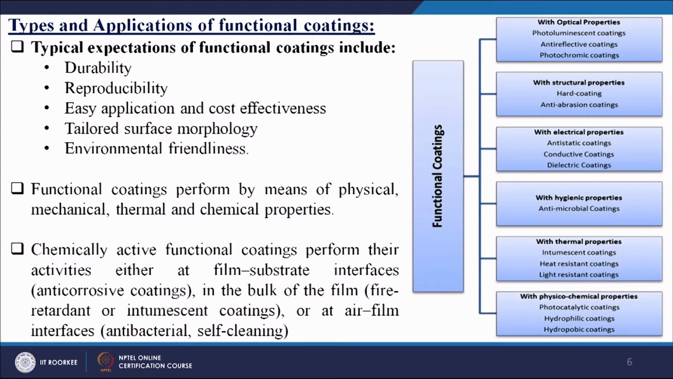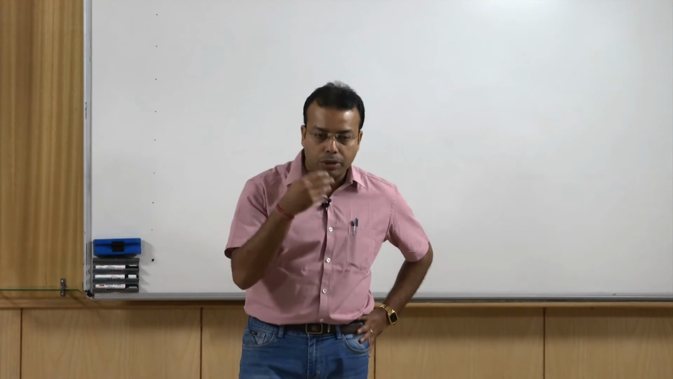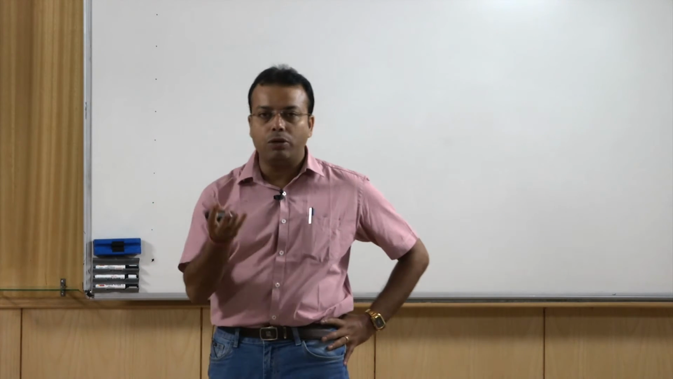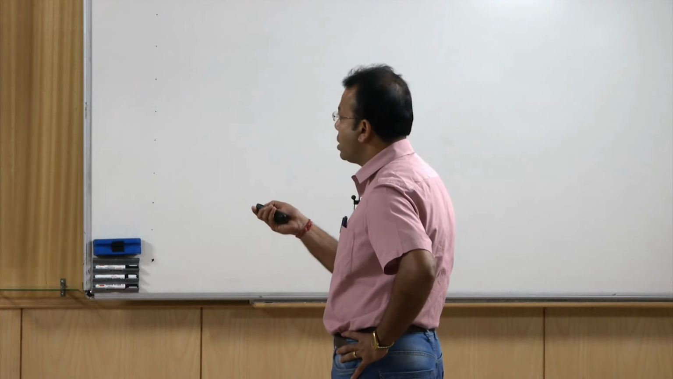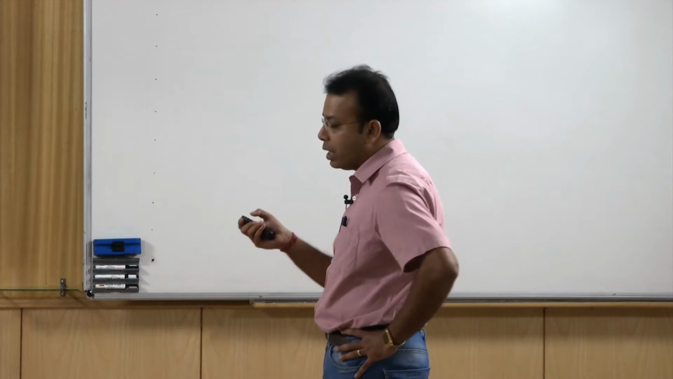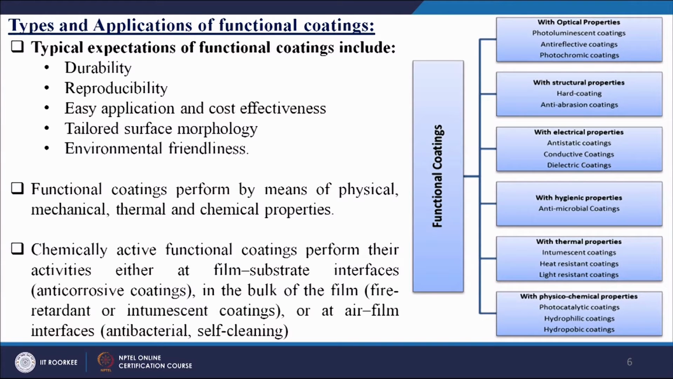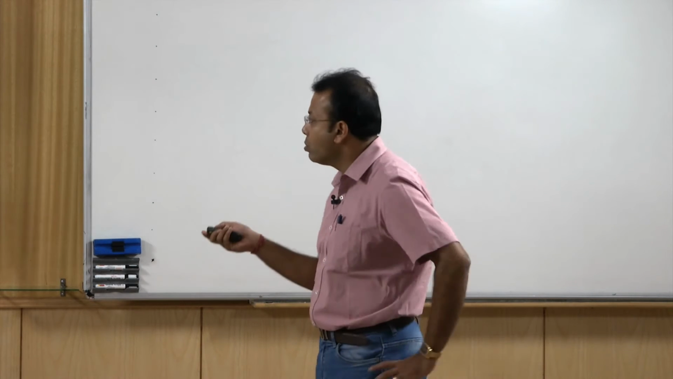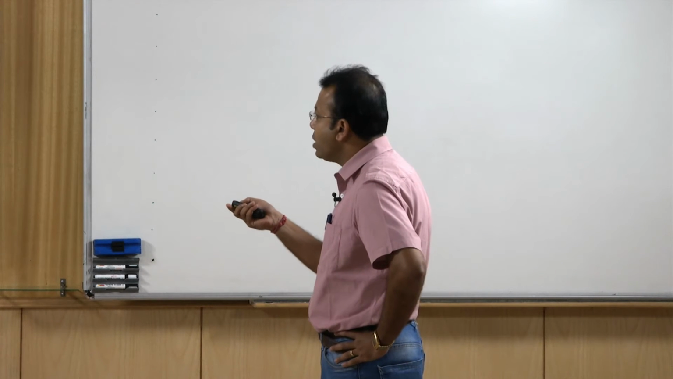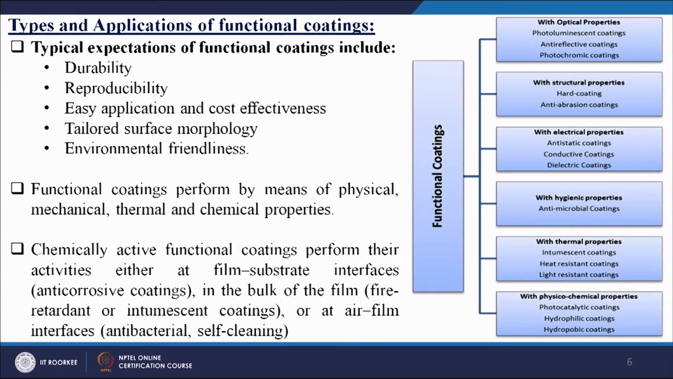So, for optical properties, photoluminescent coatings, anti-reflective coatings, photochromatic coatings, generally we are using for our specs, for some kind of biomedical applications, and for glass substrates or glass materials. For structural properties, hard coatings, anti-abrasion coatings for making any kind of cutting tools, or any kind of machining operations, any kind of machines, we are going to use this kind of coatings. When we are talking about the electrical properties, anti-static coating, conductive coatings, dielectric coatings, generally we do them for achieving some better electrical properties.